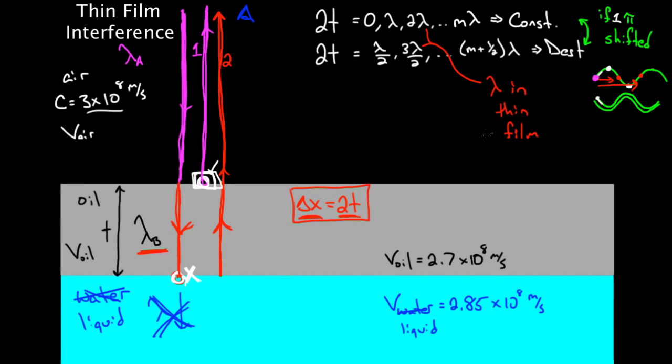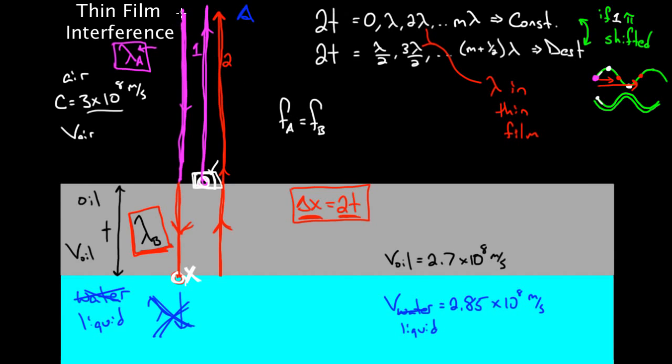Oftentimes, you're not given the wavelength in the thin film, you're given the wavelength in the air, or whatever this material is. So if you know this wavelength, how do you get the wavelength in the oil or the thin film? How do we find this wavelength? Well, it's not too hard. The most straightforward conceptual way to think about it is that frequency doesn't change. The frequency in material A is going to equal the frequency of the light when it enters material B.